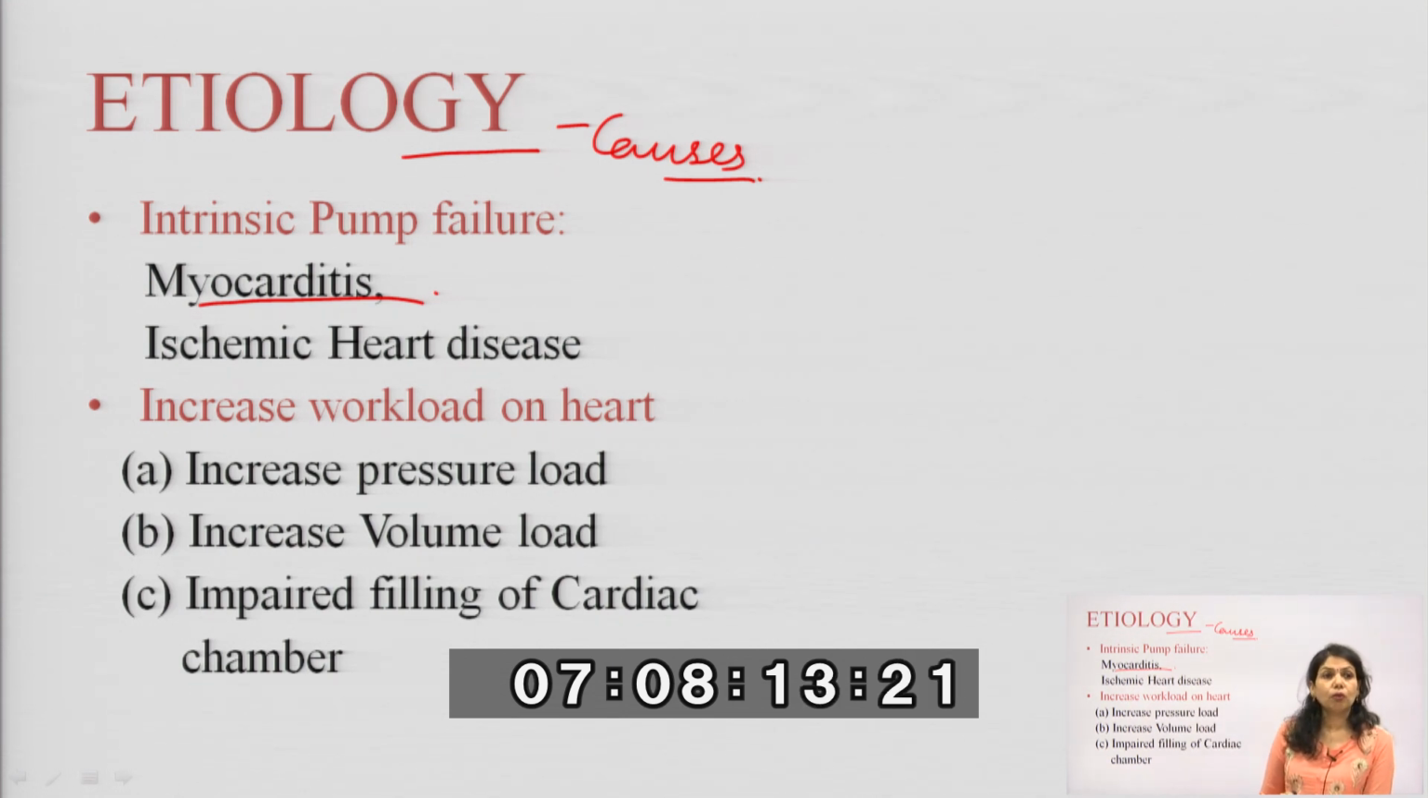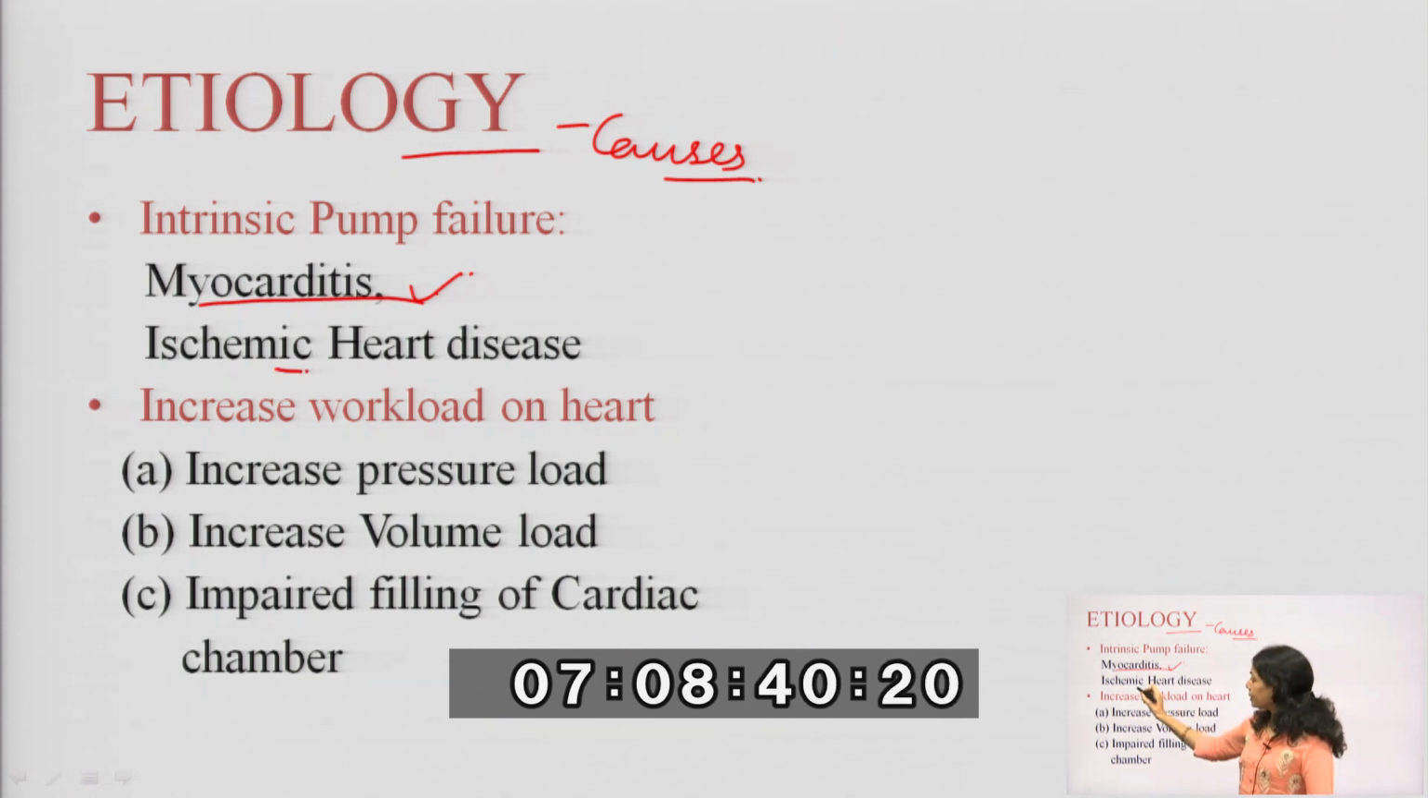myocarditis. Myocarditis is inflammation of the myocardial layer of the heart. When there is inflammation of the myocardium, that is the muscle portion of the heart, it will not be able to contract properly. When the heart is not able to contract properly, what will happen? It will not be able to pump the blood, leading to congestive heart failure.